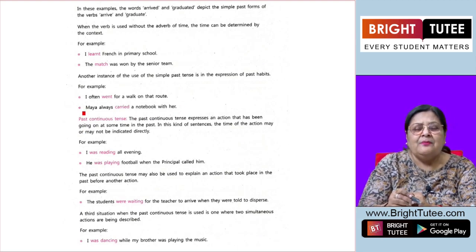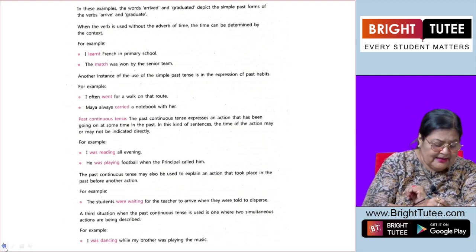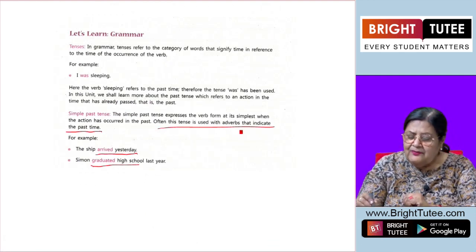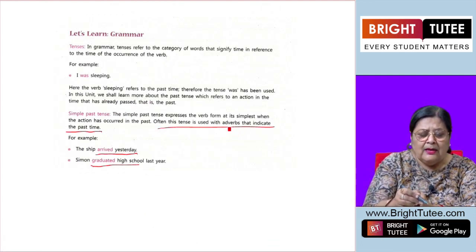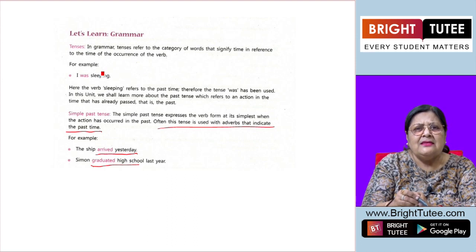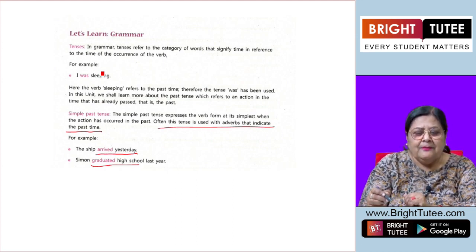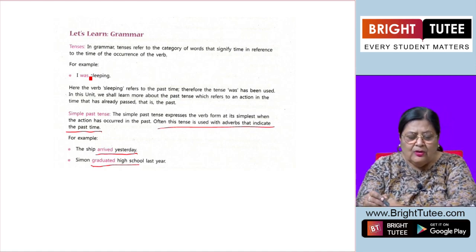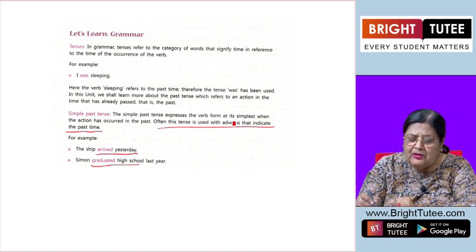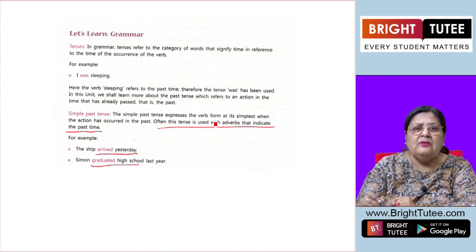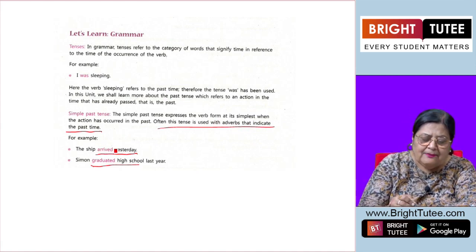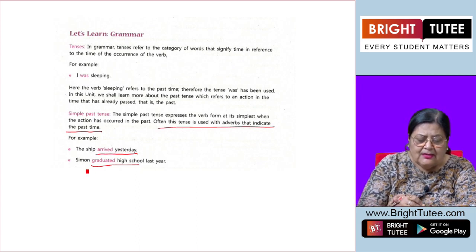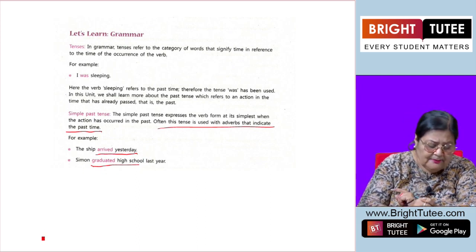These are all simple past tense. As I said earlier, in some of the tenses, a very simple past tense is was, were. So I was sleeping, they were sleeping. I was walking, they were walking. So in a simple past tense, if you use an adverb, then the verb will be converted into ed. The ship arrived yesterday. Simon graduated high school last year.